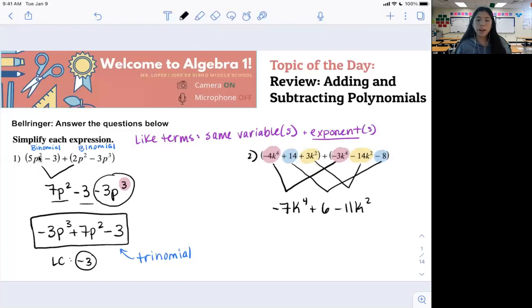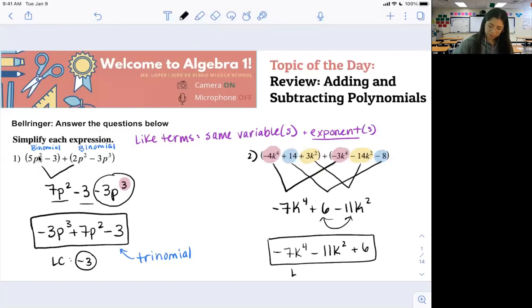All right, and then again, as my last step, I just have to rearrange it so that it's in standard form. So what needs to switch? The order that they're in. So what should go first? The -7k to the power of 4. The -11k squared has to go second. Right, so basically I'm going to switch both of these, because the first thing is the exponent of 4, then the exponent of 2, and then my constant goes last.